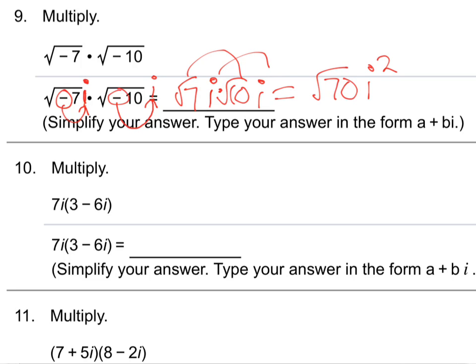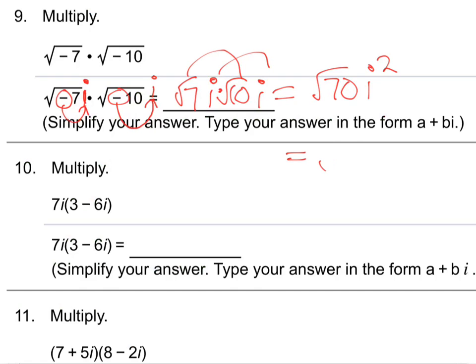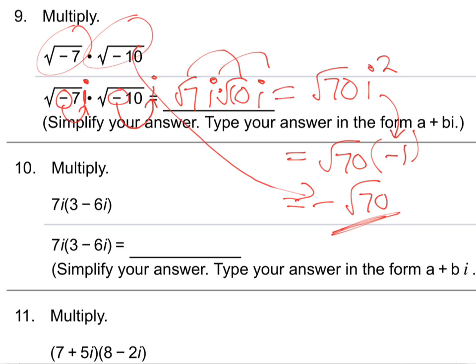And then what did we just agree was i squared? Yeah, i squared's negative 1. So that means whenever you see i squared, you never leave it because it's a real life negative 1. So this means this is square root of 70 times negative 1, which is just negative square root 70. That's the answer to that problem. So those two imaginary numbers multiplied to make a real number. Isn't that weird? A number that's no longer imaginary.